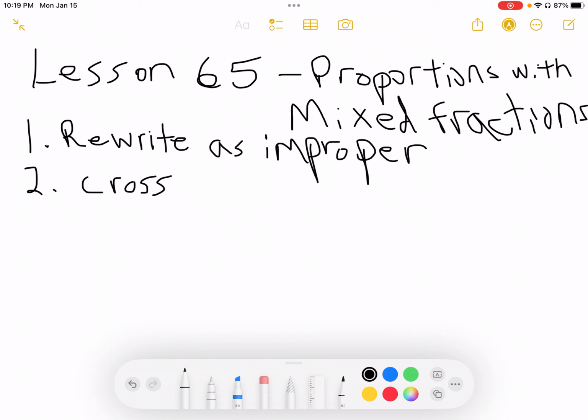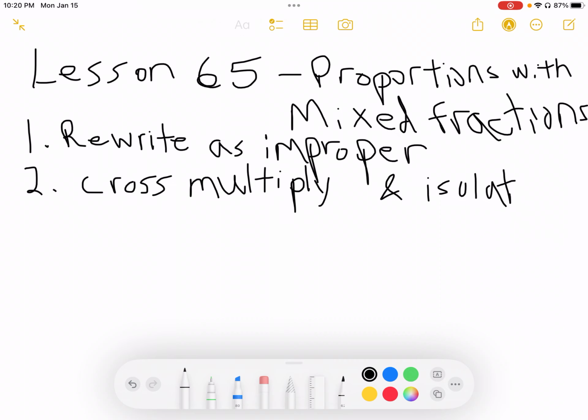We could write some other steps here, but I think we're going to keep it pretty simple because we've done things like this before. We'll say cross multiply and isolate our variable. Isolate to solve, okay? So pretty straightforward here.